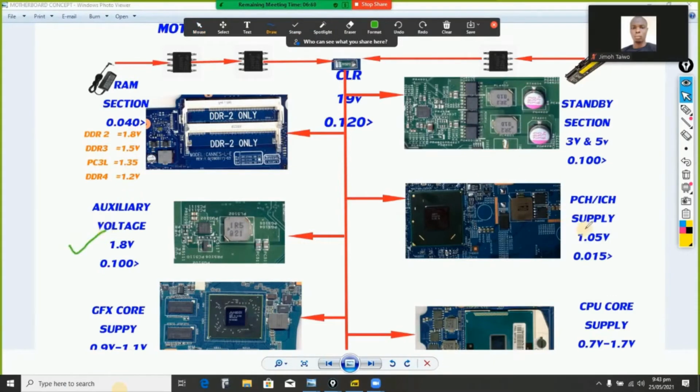So now we've understood how this 1.5 is generated, as well as 1.8, this 1.05, and this 3.3/5 volt is generated, as even this CPU as well.